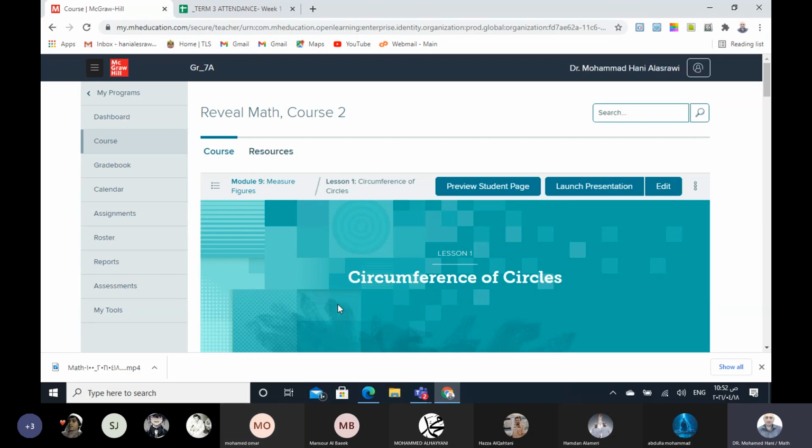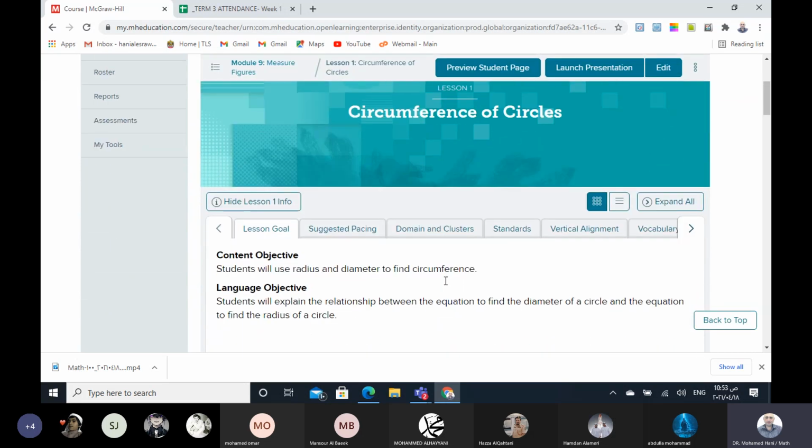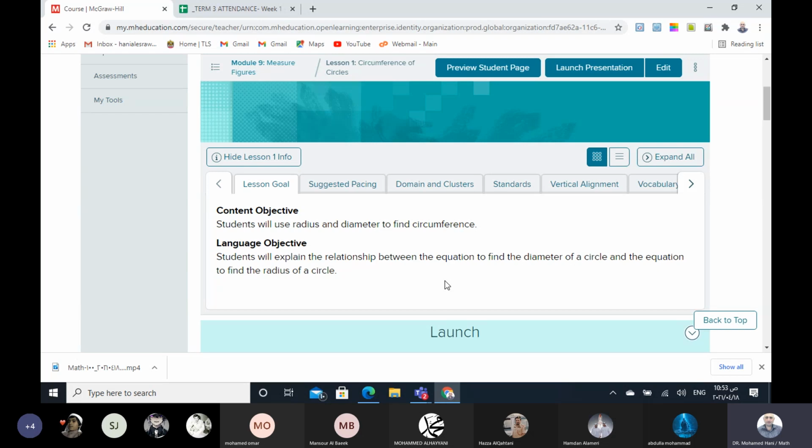Math grade 7. We are in module 9, measuring figures. Today we have the first lesson, circumference of circles. In this lesson we want to know how to use the radius and diameter to find the circumference. So we want to learn the meaning of the radius, the meaning of the diameter, and the meaning of the circumference, then how to find the circumference.